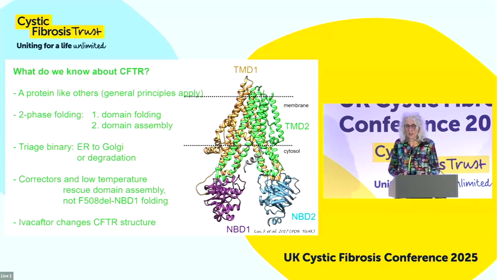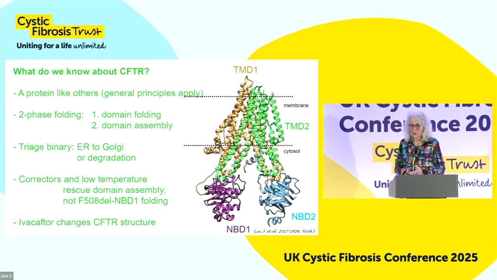The triage is binary. Protein goes out of the ER for sure, but it goes either to the Golgi, to the cell surface, and then is functional, or can be functional, or it's chucked out of the ER to get degraded. So the burden on the endoplasmic reticulum, on the cradle of the protein, is very similar in the healthy and the CF endoplasmic reticulum.